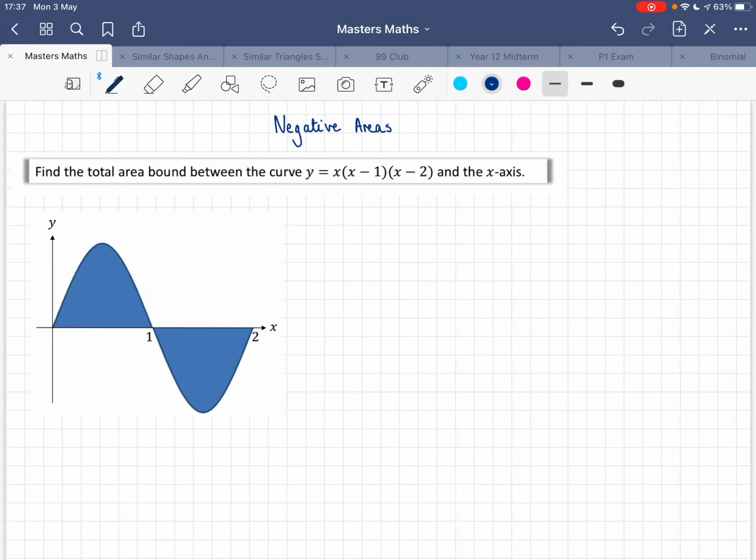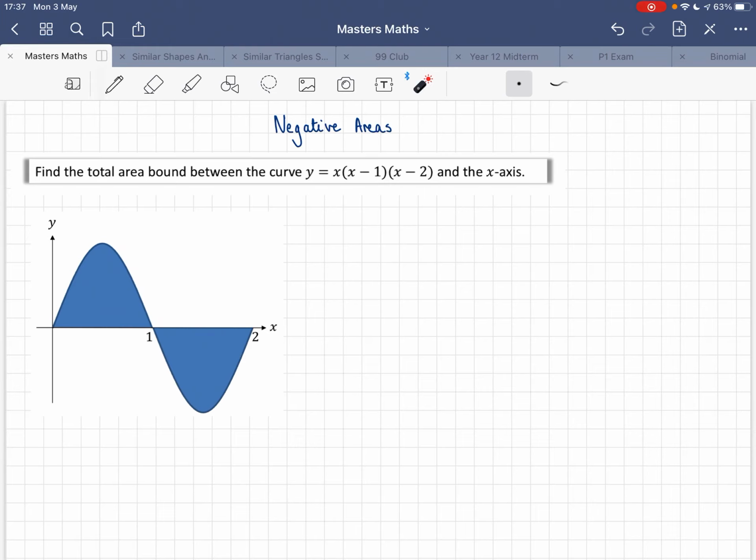So, negative areas, which makes no sense because there's no such thing as a negative area, but here we are. So we've looked at finding the area under a curve, but there is a problem that occurs if we have a negative part of a graph, so underneath the x-axis. The issue being if we were to just integrate it normally, in this case between 0 and 2, these two areas are the same size. Like the area of this is the same area as here.